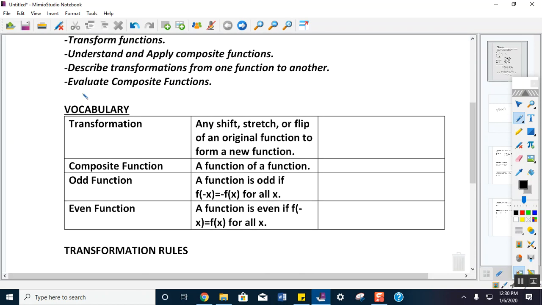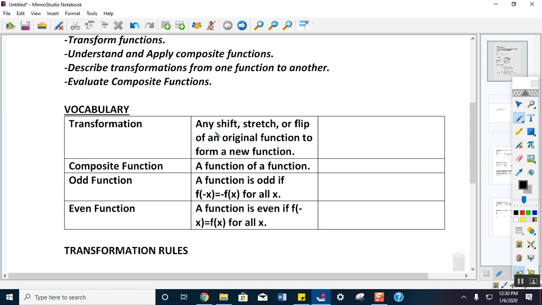So we're going to evaluate those composite functions also, and we're also going to describe transformations from one function to another. So I really believe you've got a background that, although you haven't talked about it much lately, I think that you've had exposure to some things. I think this will be pretty easy. Okay. Volunteer to read a transformation for me.